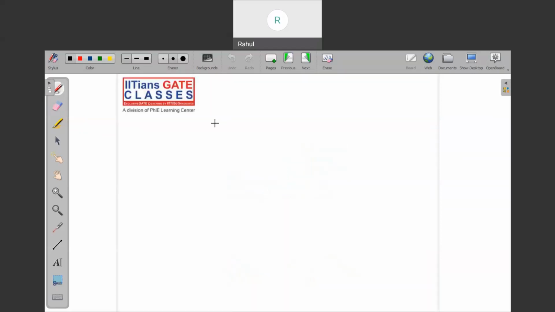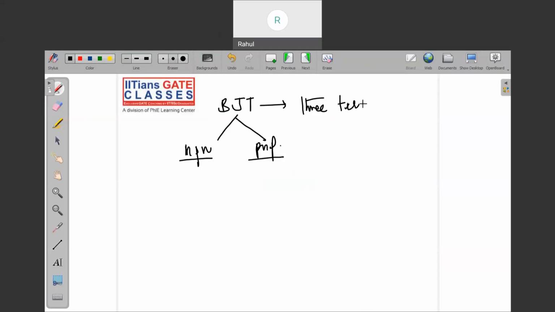As far as we know, the BJT, the bipolar junction transistor, has two types. One is the NPN transistor, and one is the PNP transistor, right? NPN and PNP transistors, okay? And there are basically three terminals. It is a three terminal device, right?